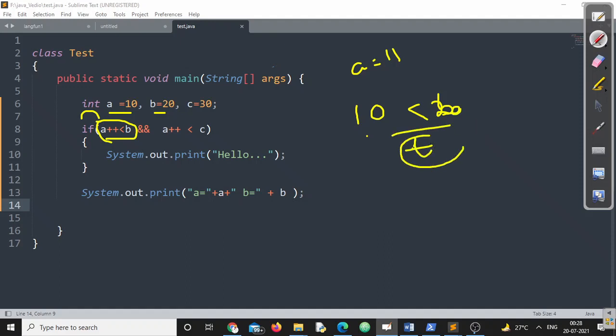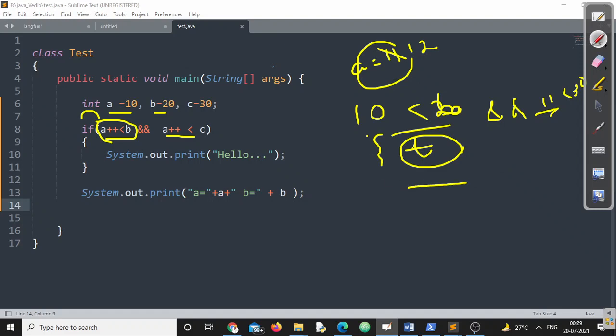Now since this is true, the second part of the logical AND operator will be evaluated, right? How it is evaluated? Again, it is written a plus plus. What is the value of a? 11. So I am writing 11 less than 30, right? Once I have done with 11, immediately the value of a will be increased by 1 because it's a postfix operation. Now the value of a will be 12.